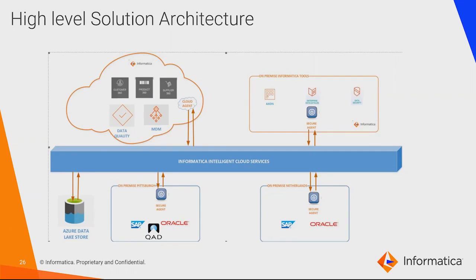Customer also had a few other on-prem Informatica products such as Axon, EDC, and Data Quality. The on-prem Data Quality was used to evaluate quality and profiling of the on-prem resources. This instance was managed by the customer.